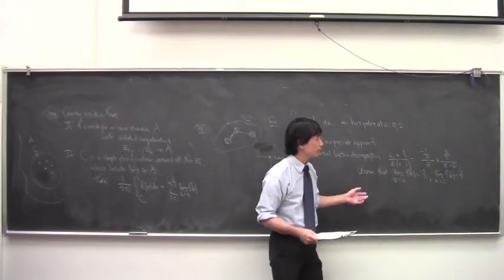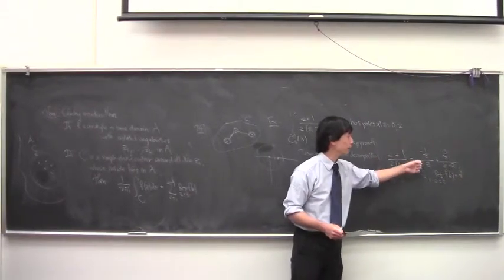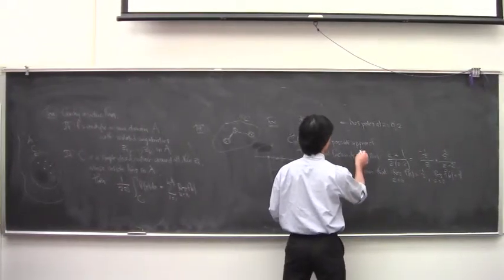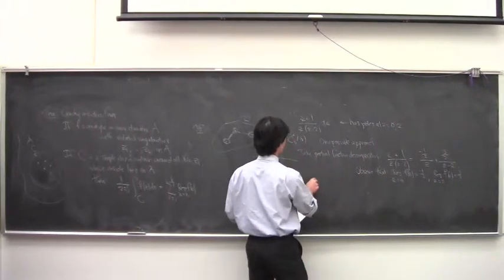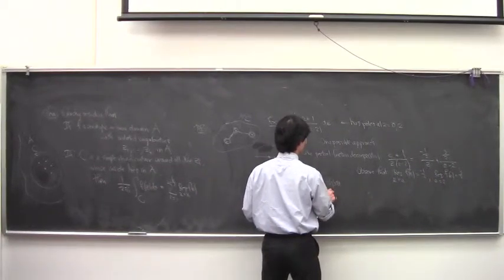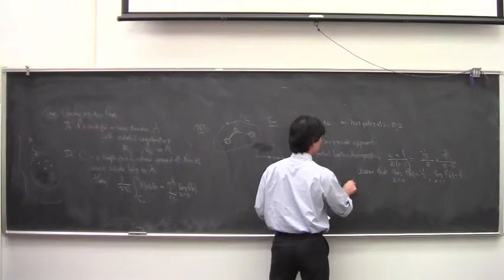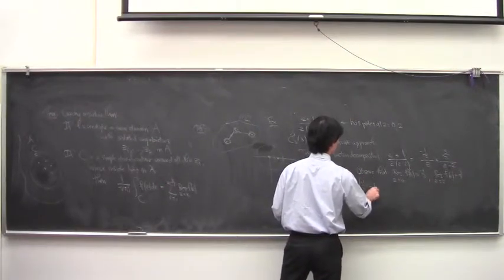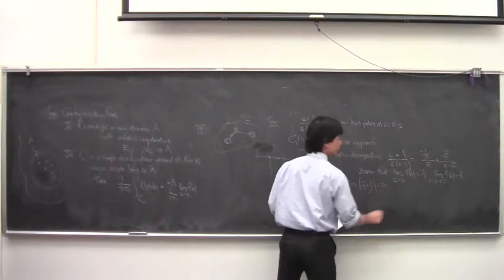Right? So you got lucky, you read it off, and you say, okay, so I know that the integral is going to be just 2 pi i times the sum of those residues. You get 2 pi i.